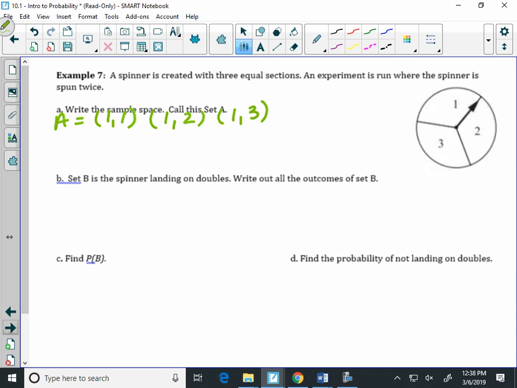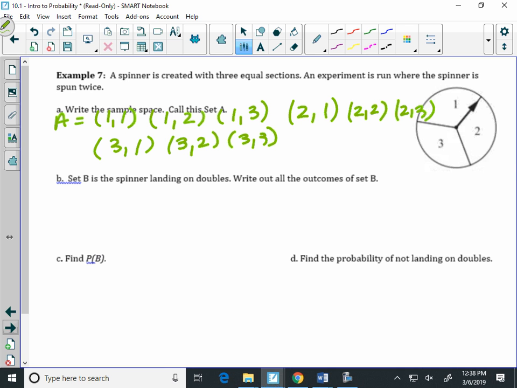Now we repeat that pattern with getting a 2 on the first spin. So we can get a 2 on my first and then a what? A 1 on my second. A 2 on my first and then a 2 on my second. A 2 on my first and then a 3 on my second. So then how would the other one go? 3 and then what? 3 and 1, 3 and 2, and then 3 and 3.